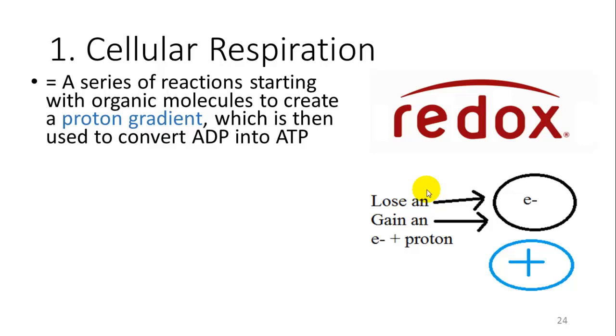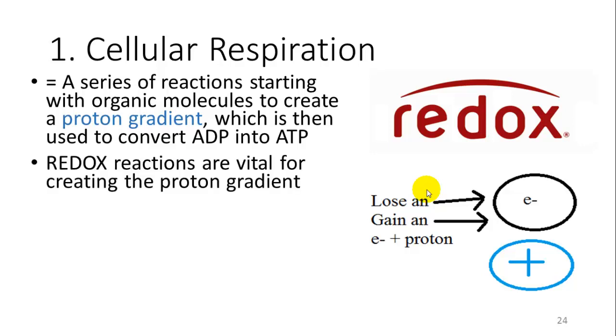So, cellular respiration is a series of reactions starting with an organic molecule. We're going to talk about glucose, and we'll talk about other substrates which can also be used for energy. And the whole purpose of this is to make ATP, and ATP can then be used. Now, these are vital for creating what's called a proton gradient, and we'll see this later. We have redox reactions where things are being reduced and things are being oxidized in order to form molecules which can make a proton gradient.